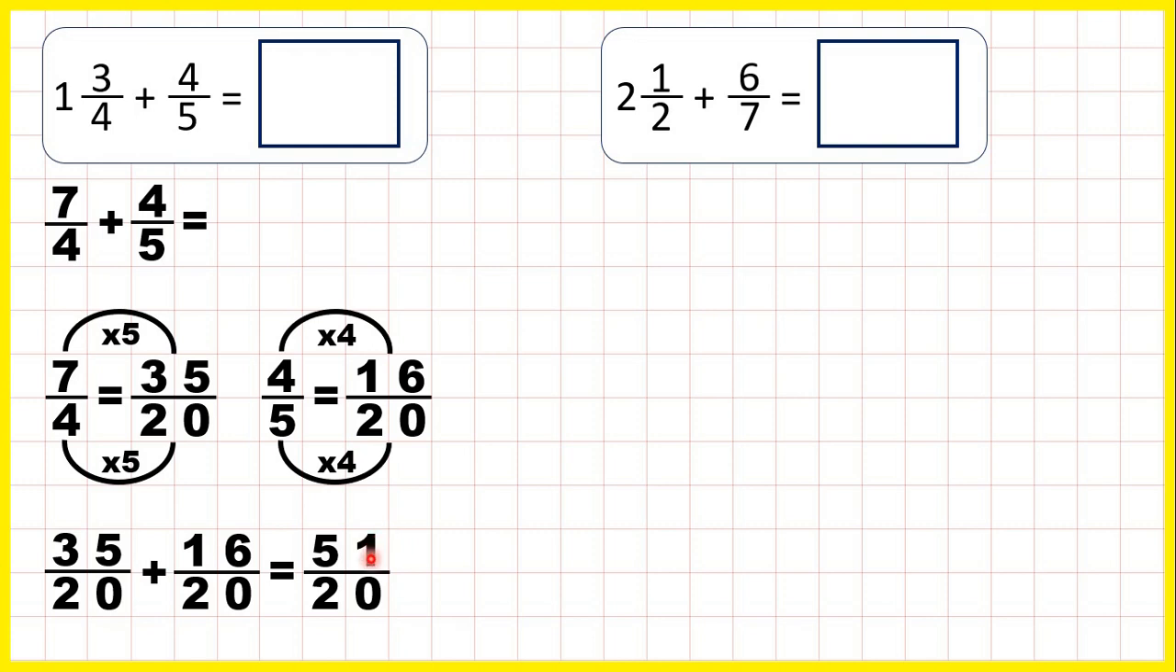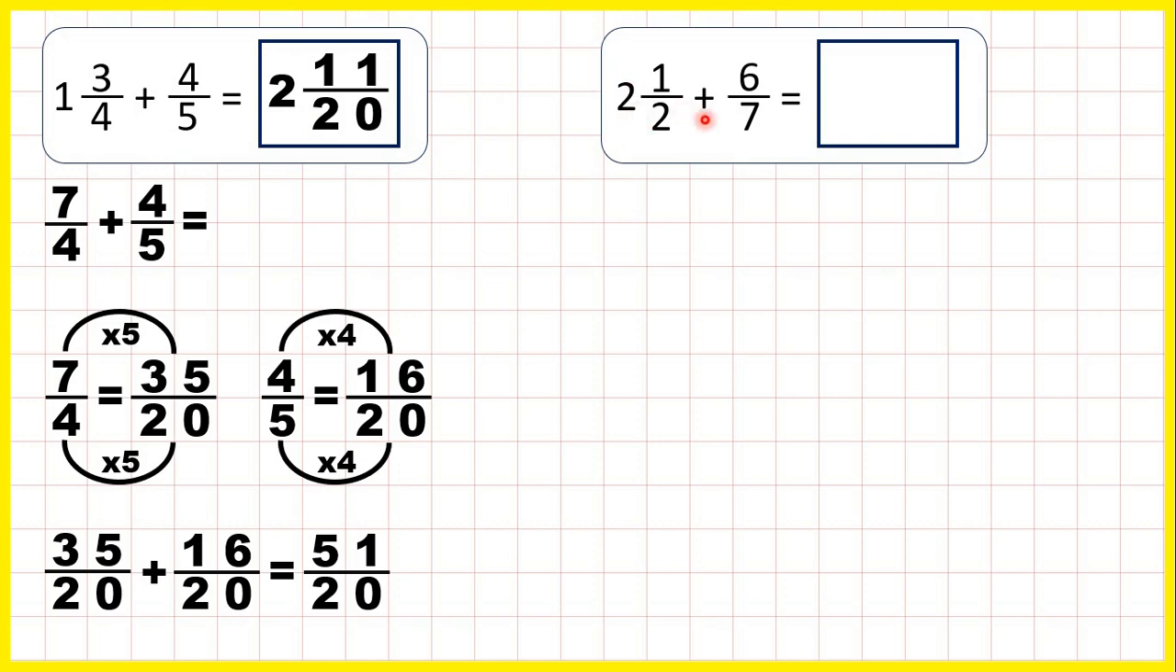Now, if we want to change our answer back into a mixed number, we can divide, and 51 divided by 20 is 2 remainder 11, because 2 times 20 is 40, then we need 11 more to get to 51. Our denominator stays the same, so our denominator is still 20, which means our answer is 2 11 over 20.